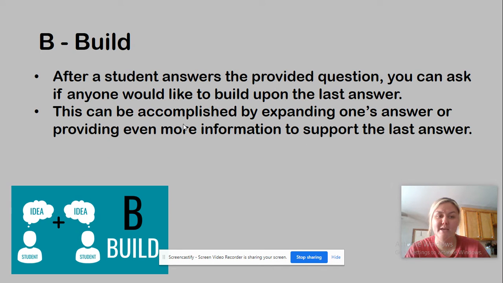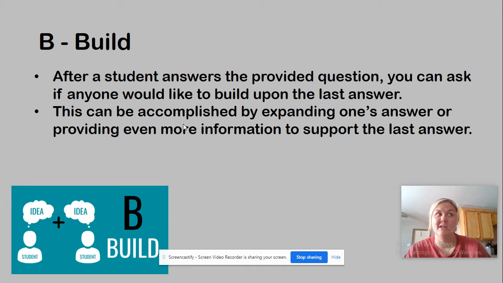Second is option B. If a student doesn't agree, or if they do agree, then they'll be able to build on it. They can give even more evidence and more reasoning as to why they agree. So after the first student provides the answer to the question, you can ask if anyone wants to build upon it. And this is accomplished by expanding one's answer or adding even more information.